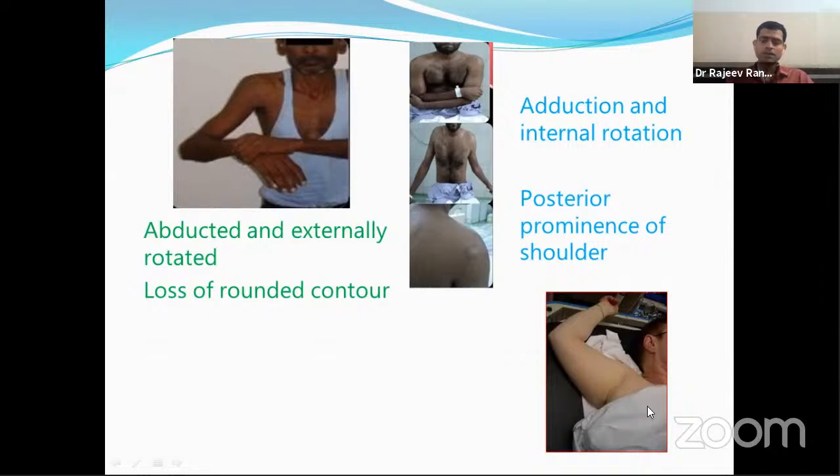The lowermost photograph shows the rarest type of dislocation, that is the inferior type, also called luxatio erecta. It has the highest association with neurovascular injury around the shoulder.